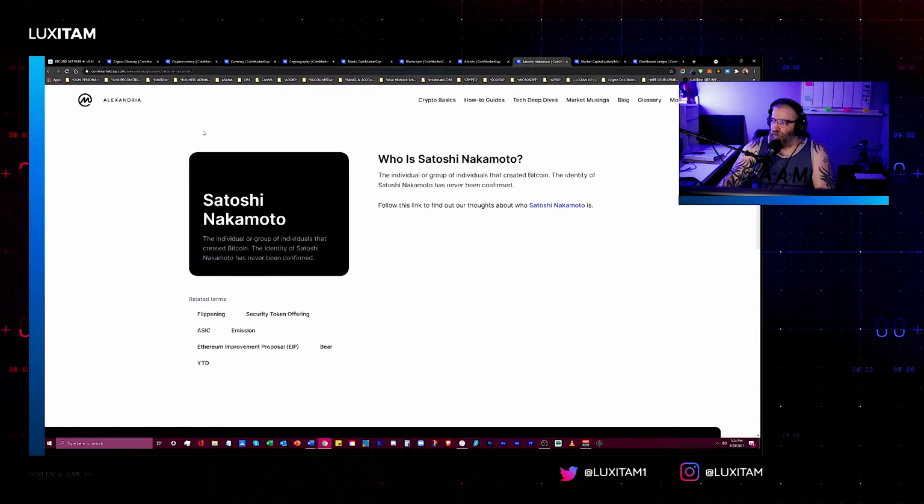Satoshi Nakamoto, the individual or group of individuals that created Bitcoin. The identity of Satoshi Nakamoto has never been confirmed. Satoshi Nakamoto, who created Bitcoin, wrote the algorithm, launched it on a public net to the internet, if you will. The reason why he kept anonymous is because, in papers, if you go back and research him, he clearly states that he was afraid.